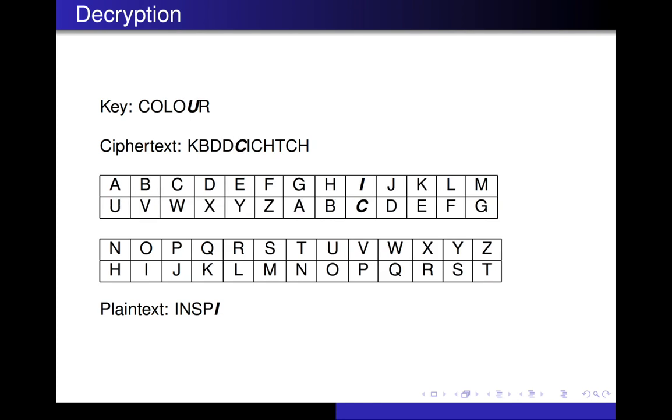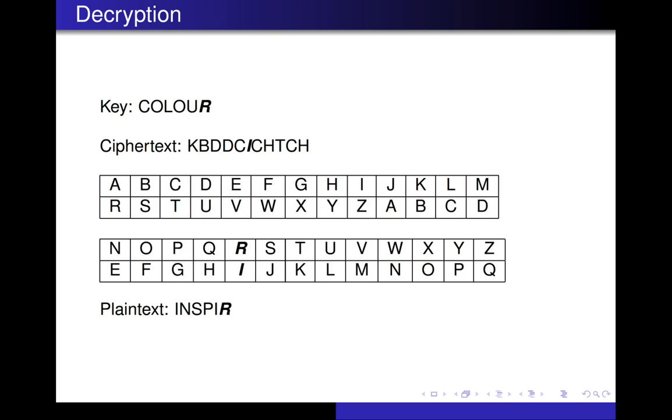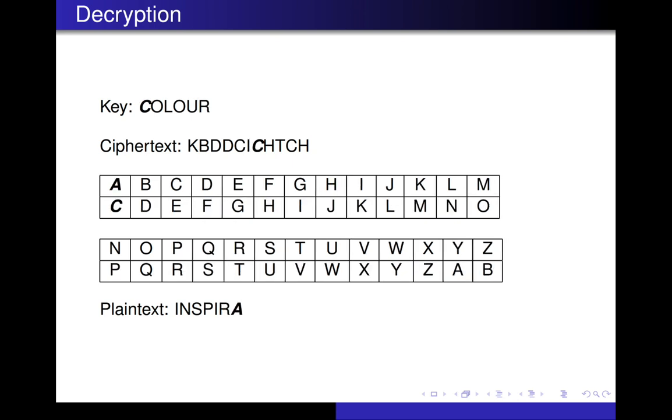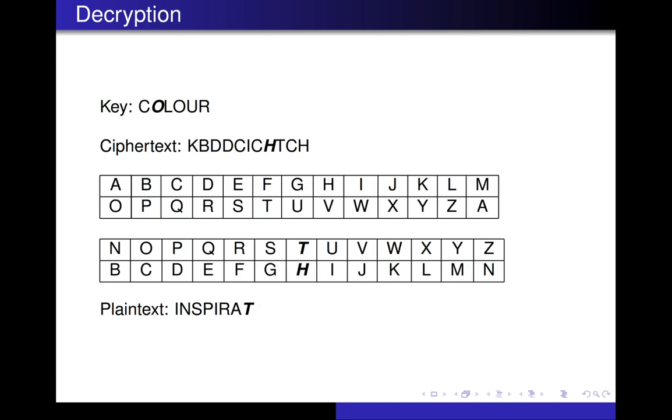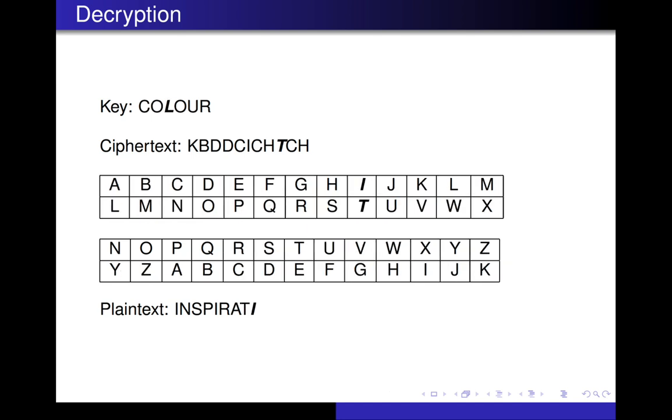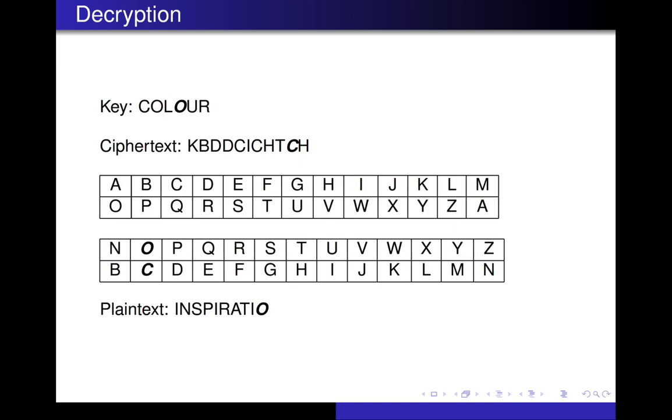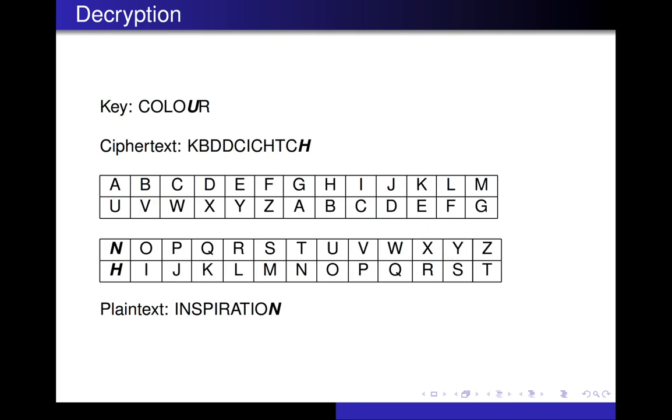Keep on going. The C gets decrypted as an I. That I gets decrypted as an R. That C gets decrypted as an A. The H gets decrypted as a T. The T gets decrypted as an I. The C on the bottom gets decrypted as an O right above it, and then finally the H on the bottom gets decrypted as an N right above it, and we get inspiration.